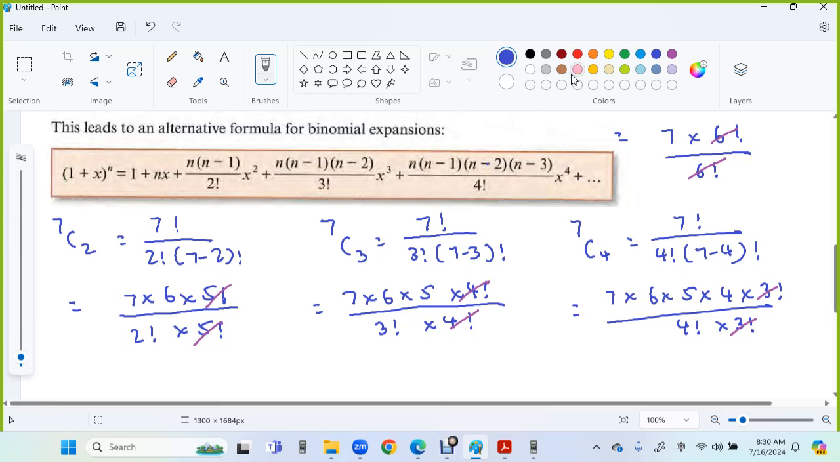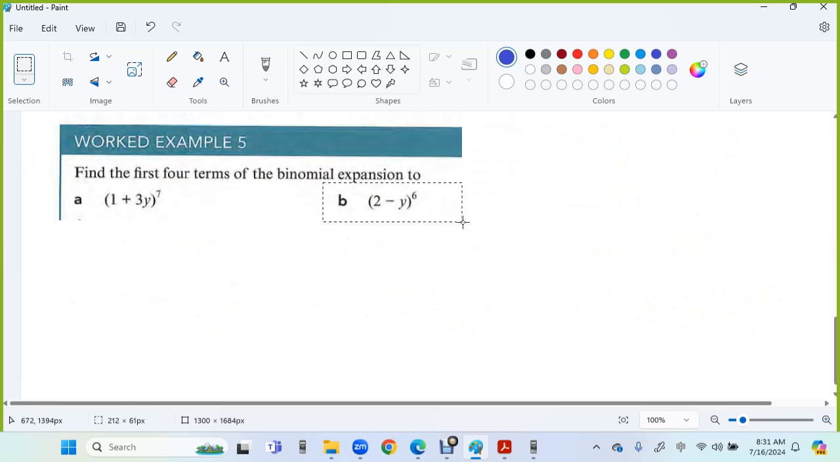This one comes with a condition. We can use this only if this term must be 1. If it is not 1, then we have to use the previous formula. Only if it is 1 can we use this formula. Next, we want to find the first 4 terms. For part A, we can directly use the new method that we found before this.